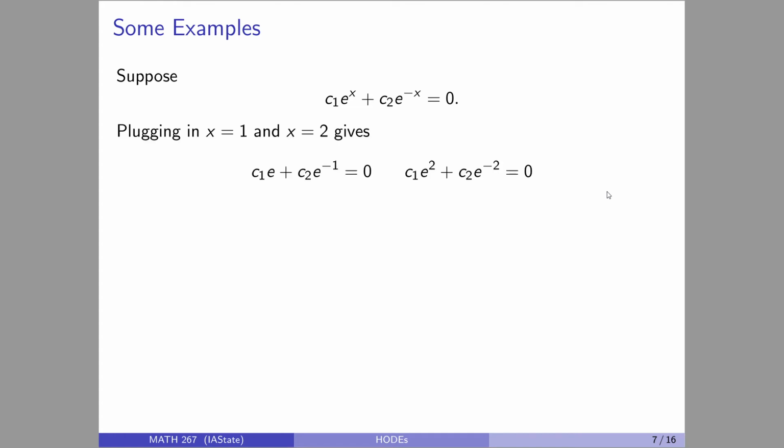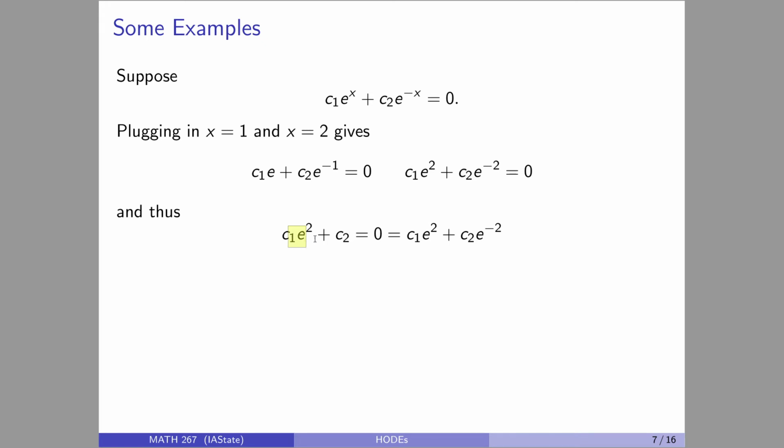independent. So what should my idea be? Well, let's plug in some numbers. I'm supposing this is true, and x is an independent variable, so just plug in some stuff. So 1 and 2 seems pretty good. Now, if we look at the two equations we get, c1 e plus c2 e to the negative 1 equals 0, and c1 e squared plus c2 e to the negative 2 equals 0, I probably want to multiply that first equation by e. That gives me c1 e squared plus c2 equals 0, which would coincide with this equation right here.